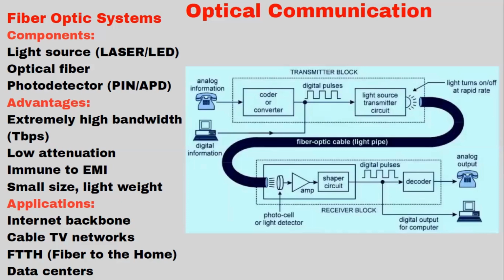That is data transfer from one place to another place. Cable TV network, FTTH, fiber to the home. That is what we call FTTH. And data centers, we use it there. These are the advantages. Here you can see I have given a simple example of the transmitter and the receiver part: the light source goes through a cable medium, and how it is decoded again. This is a simple example of that.